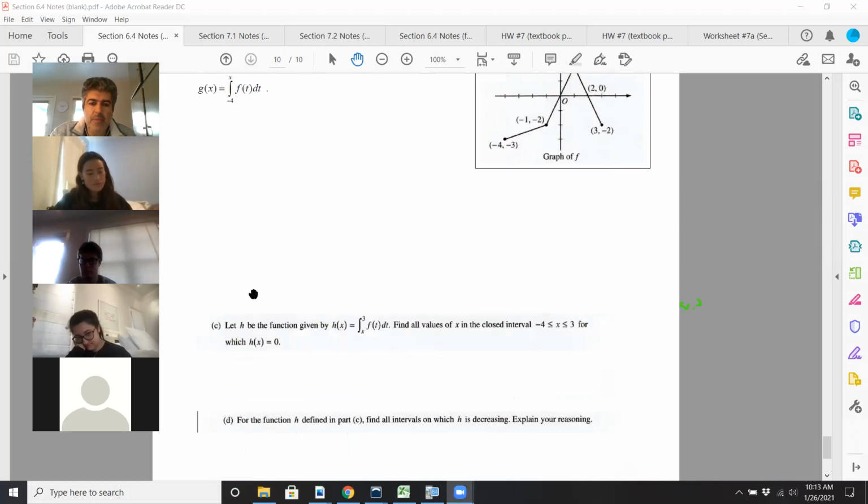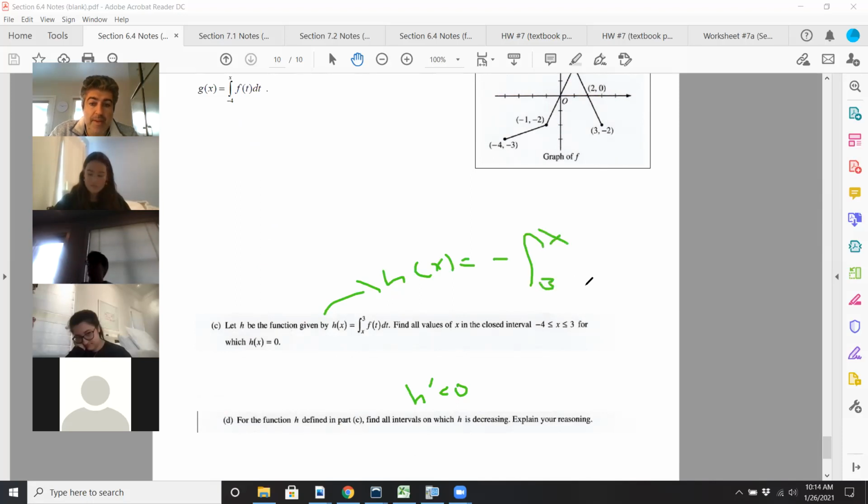And then lastly, for part D, where is it decreasing? So remember, we have h right here. So h is decreasing when h prime is less than 0. Well, here, h prime of x, you have to do this first. H of x, you have to reverse it. A lot of people forget to do that, believe it or not. They forget to reverse it.